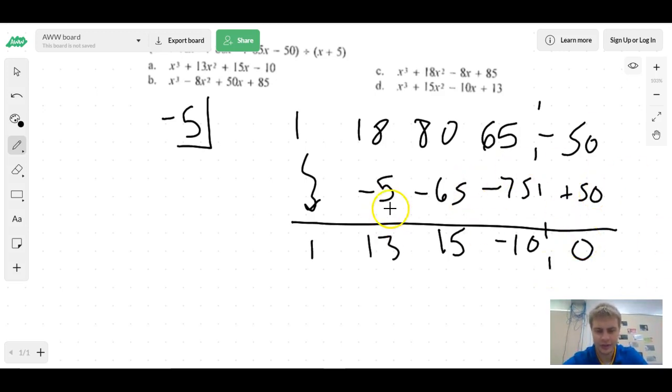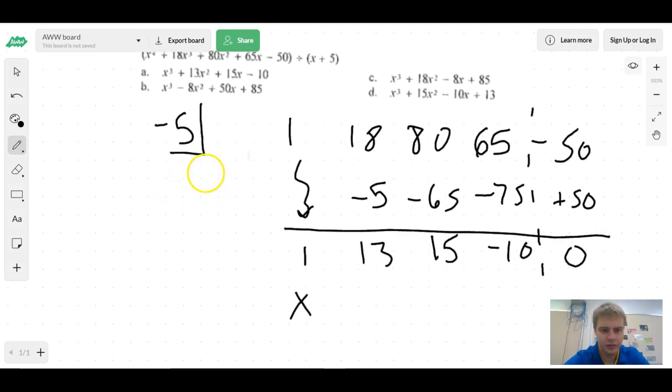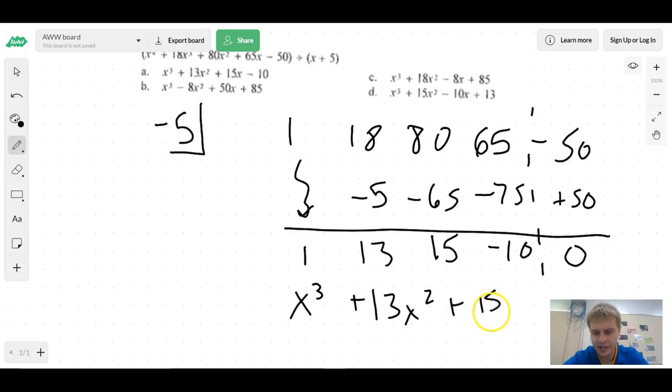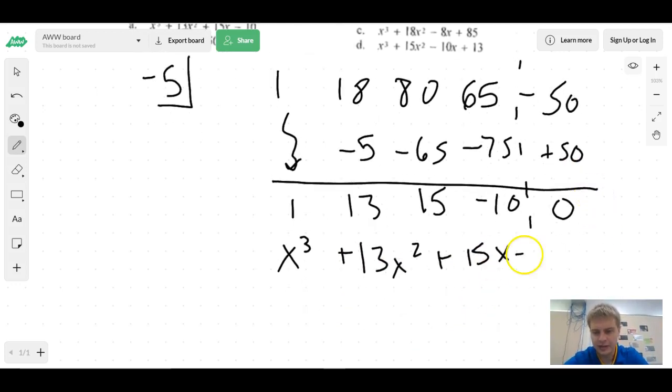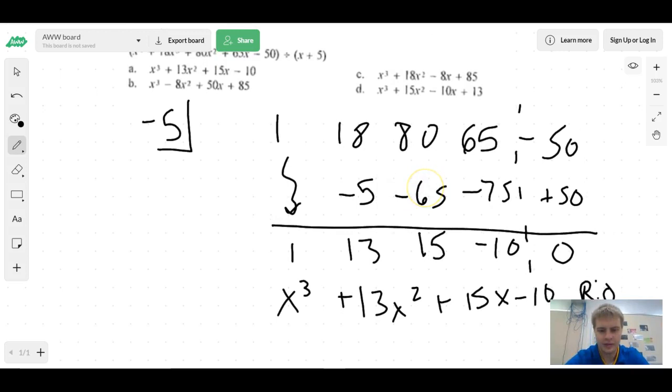Then we have to figure out what to write down. Well, since it started out as a 4th degree, this will be 1 lower. So that's x to the 3rd, that's 13x squared, that's 15x, and that's -10. And we have a remainder of 0. So it looks like my answer would be A. Let's try the next one.